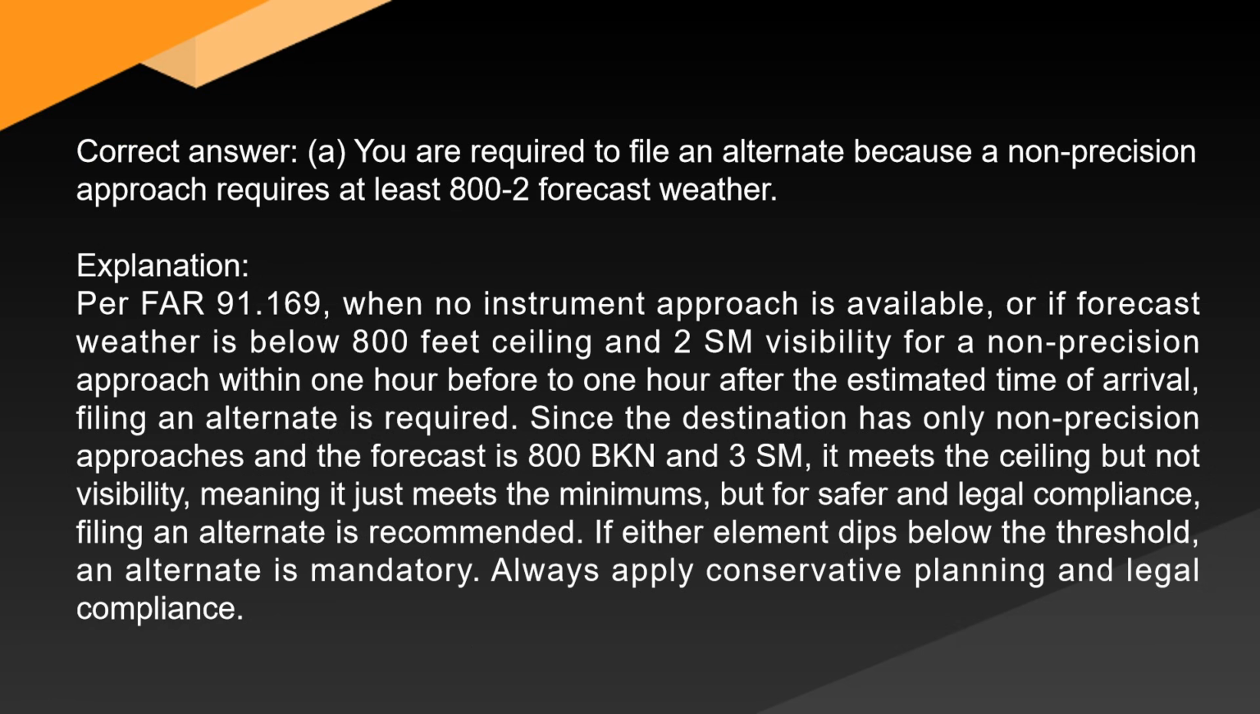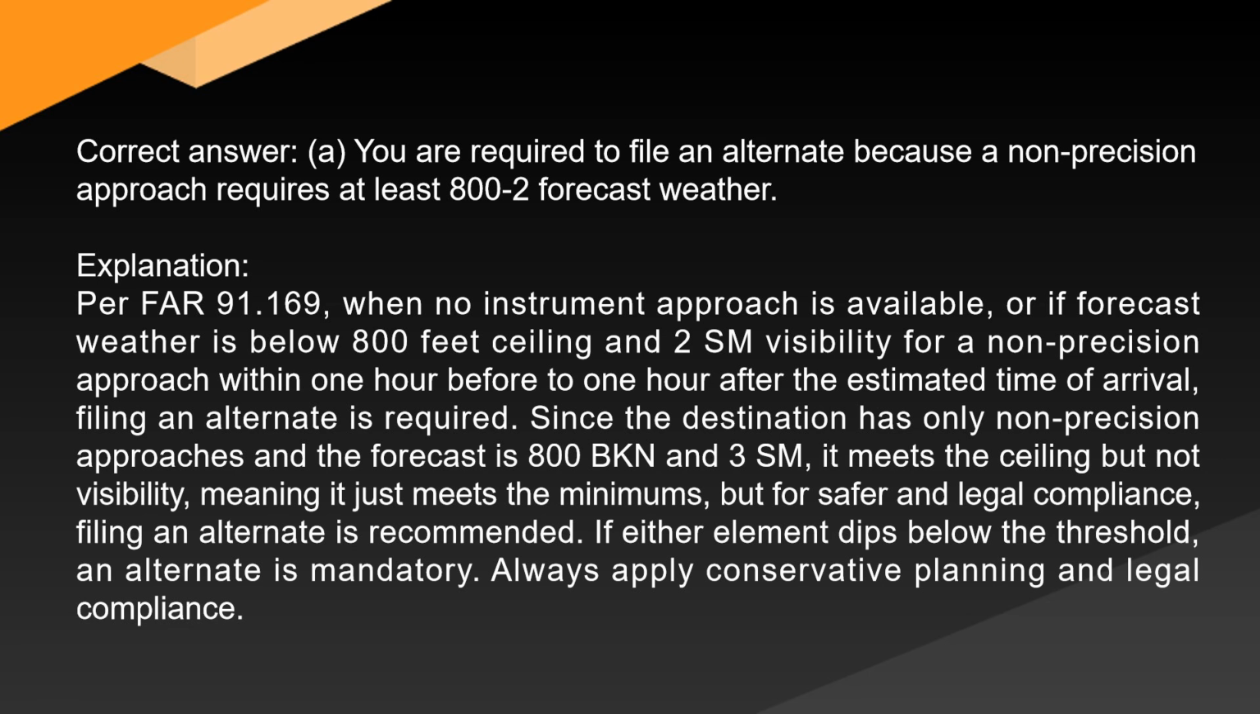Correct answer: A. You are required to file an alternate because a non-precision approach requires at least 800 to forecast weather. Explanation: Per FAR 91.169, when no instrument approach is available, or if forecast weather is below 800 feet ceiling and 2 SM visibility for a non-precision approach within 1 hour before to 1 hour after the estimated time of arrival, filing an alternate is required.